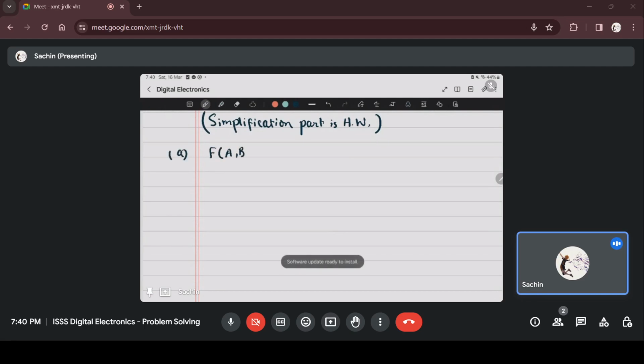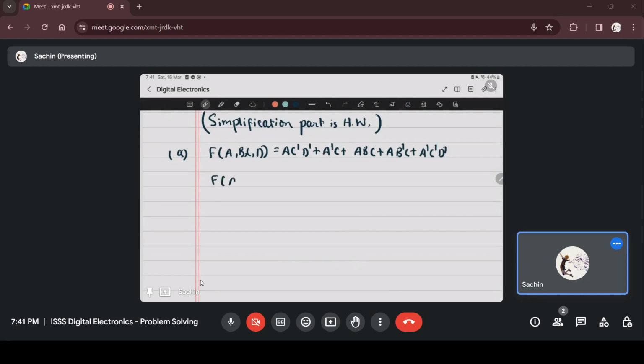So f of ABCD is A C prime D prime plus A prime C plus ABC plus A B prime C plus A prime C prime D prime. And that, when simplified, will give you f of ABCD is equal to C plus D prime.